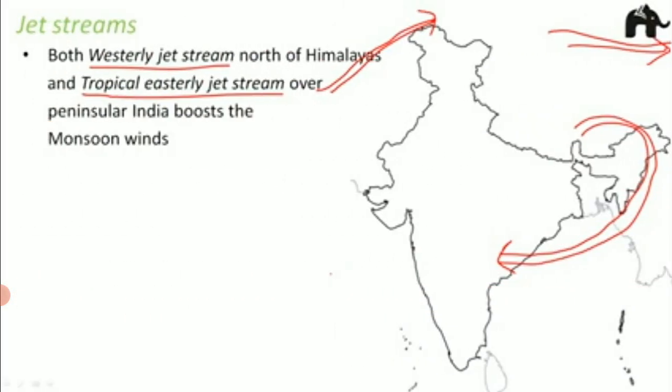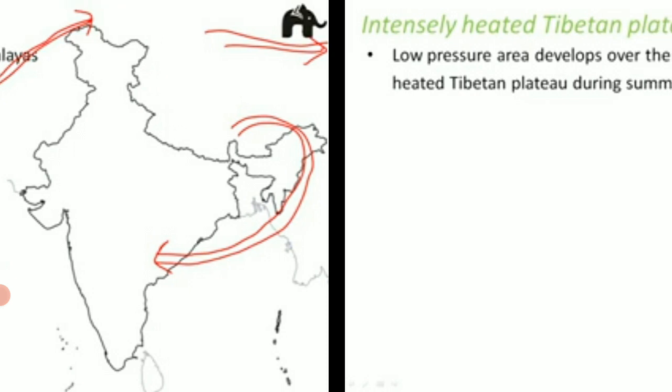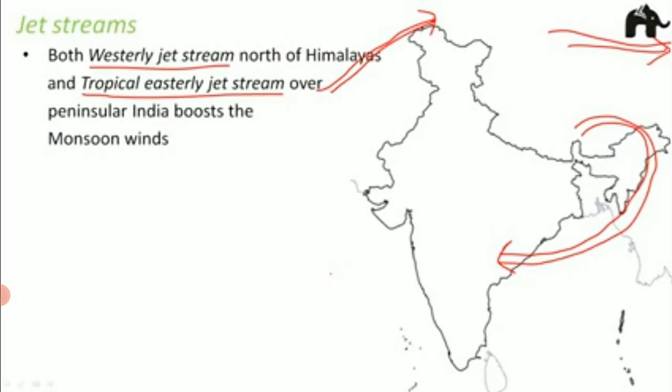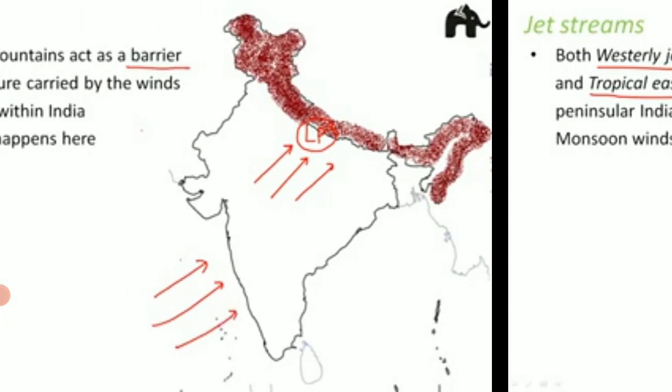See, the jet streams: the movement of the westerly jet stream to the north of the Himalayas and the presence of the tropical easterly jet stream over the Indian peninsula during summer. So children, both the westerly jet stream to the north of the Himalayas and the tropical one over peninsular India are going to boost up the monsoon winds. The Tibetan Plateau is also boosting it in one way or another, and these jet streams are also pushing the monsoon winds.